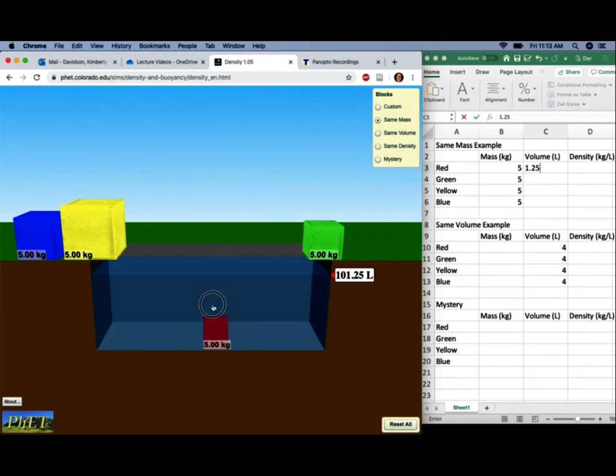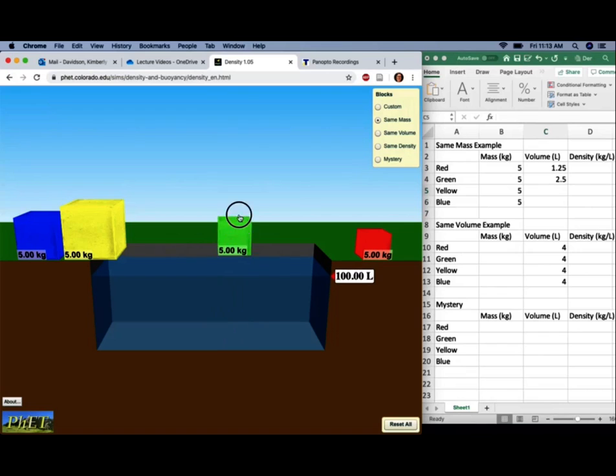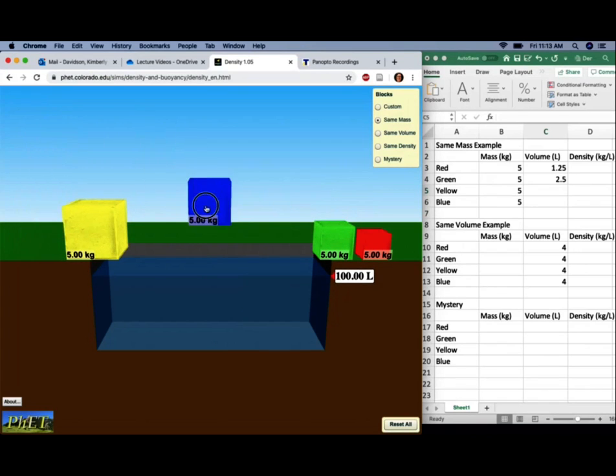Now let's remove that red cube, and we'll put in the green cube. That green cube looked larger than the red cube, and that's verified by the fact that the volume of the green cube is 2.5 liters. Now let's do the same thing with the next largest cube, which is the blue one. Whoa, okay, so this blue one has a volume of 5 liters.